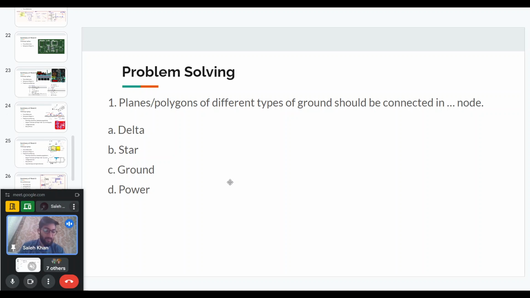So this was basically the summary of the content that was taught in the week. I cannot obviously go into the PCB design tutorial because we don't have enough time. I will just go into some objective type problems related to these topics that were covered.